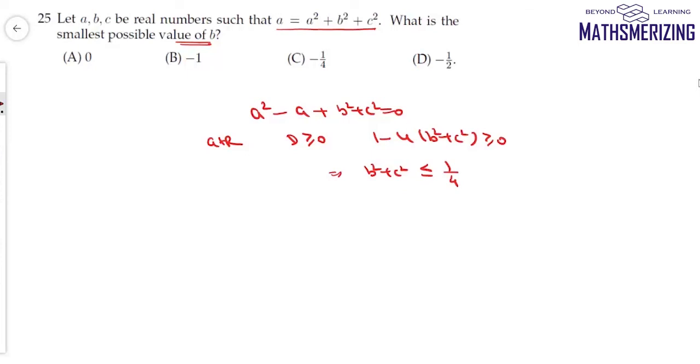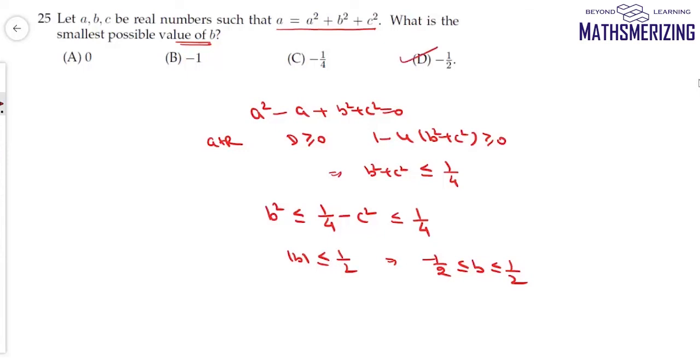Now I can write B square as 1 by 4 minus C square. Now minimum value of C square is 0. So that means I can write B square must be less than or equal to 1 by 4. So that is mod of B is less than or equal to 1 by 2. So from here I'll write this B should lie between minus 1 by 2 and plus 1 by 2. So what is the smallest possible value of B? So smallest possible value of B in this scenario is minus 1 by 2.